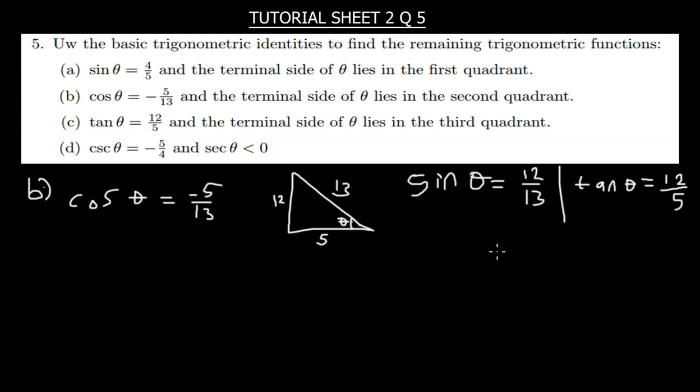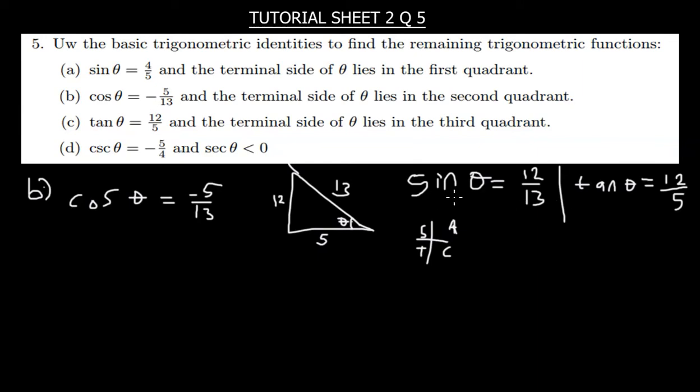They are saying the terminal side of theta lies in the second quadrant. Is sine positive in the second quadrant? We are saying All Students Take Calculus. This is, all trig ratios are positive in the first quadrant, and then sine is positive there, then tan is positive there, and then finally cos is positive there. So let us try to check.